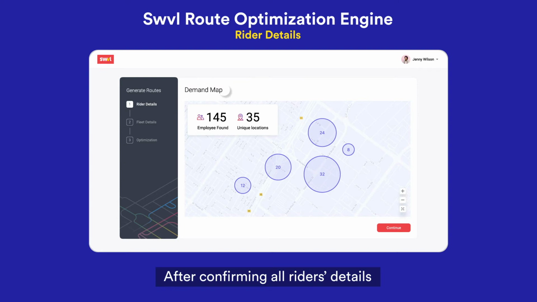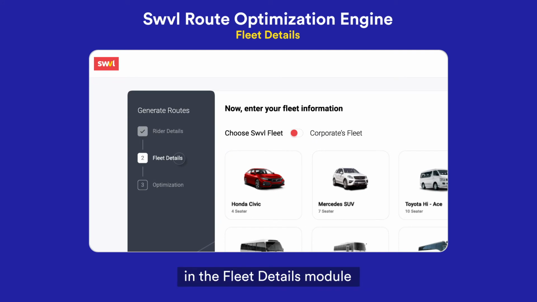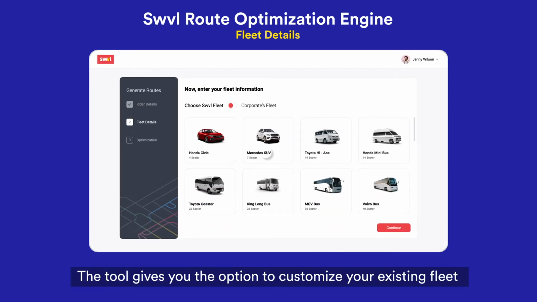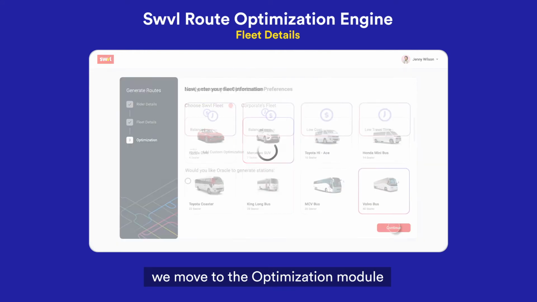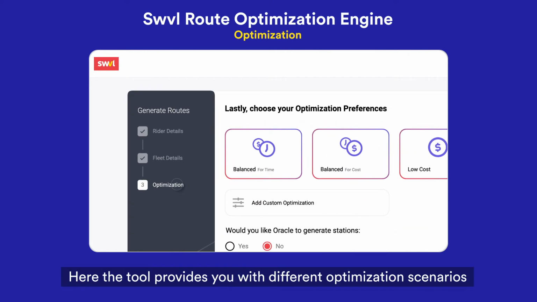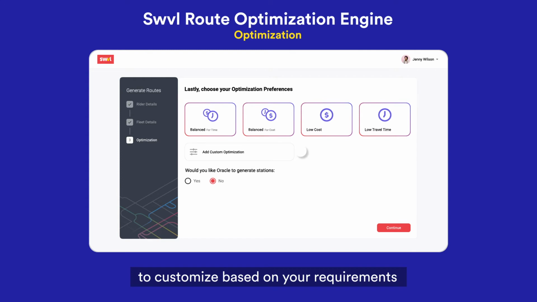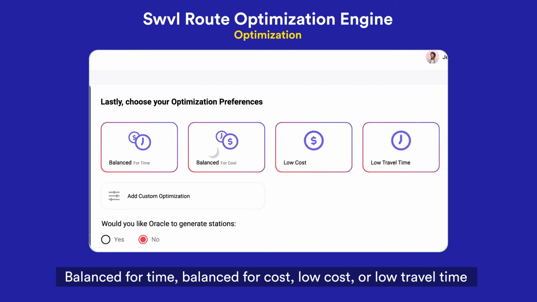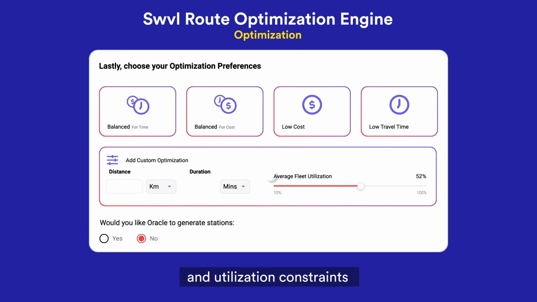After confirming all rider details, we move on to configuring your organization's fleet requirements in the Fleet Details module. The tool gives you the option to customize your existing fleet or the Swvl provided fleet. Once you add all fleet information, we move to the Optimization module. Here, the tool provides you with different optimization scenarios to customize based on your requirements: balanced for time, balanced for cost, or low travel time. You can also add specific constraints, such as distance, travel time, and utilization constraints.